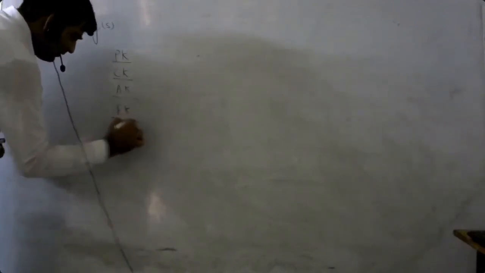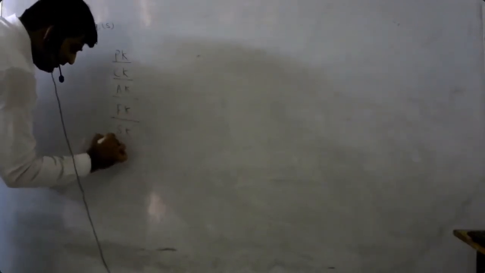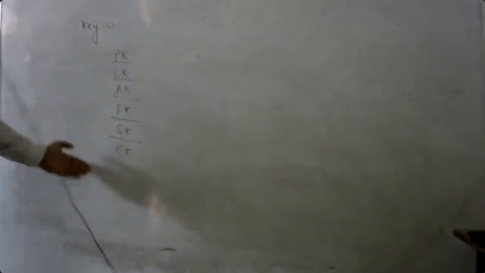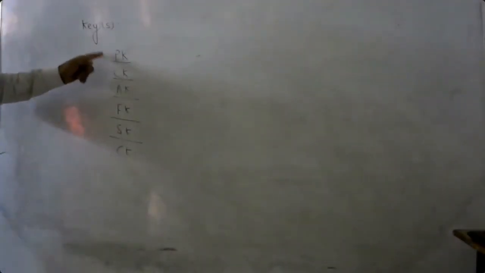Foreign key. Super key. Composite key. Let me tell you, because we are short of time, we are writing in short. The first key is the primary key.